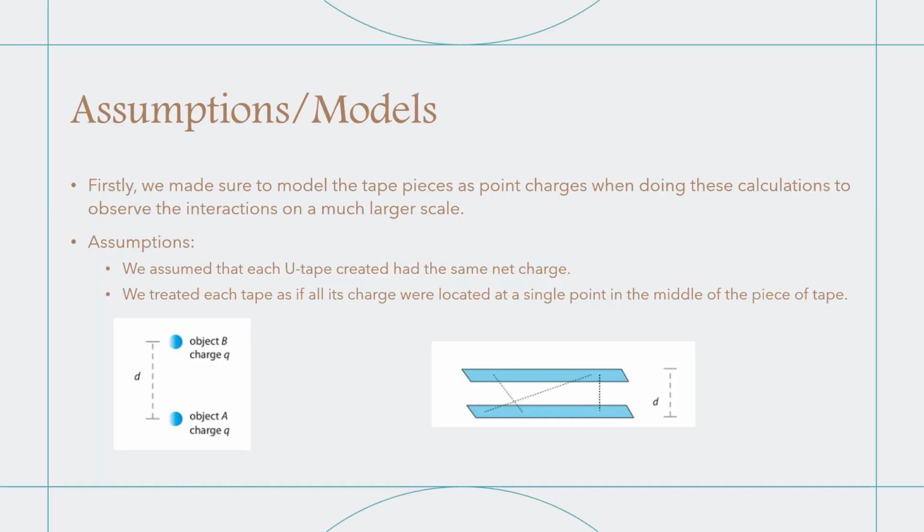So first, for our model, we want to make sure to model the pieces of tape as point charges when doing these calculations to observe the interactions on a much larger scale. This helps our calculations and for us to see it as just these 2 points in space with nothing else. The assumptions we have were that we assumed that each U-tape created had the same net charge, and we also treated each tape as if all its charges were located at a single point in the middle of the piece of tape. Both of these assumptions were to help us do our calculations much easier and to assume they were 2 point charges instead of charges spread out over this entire length and size of the tape.